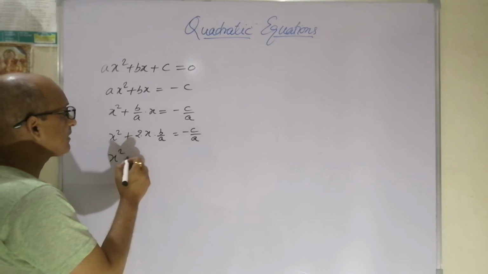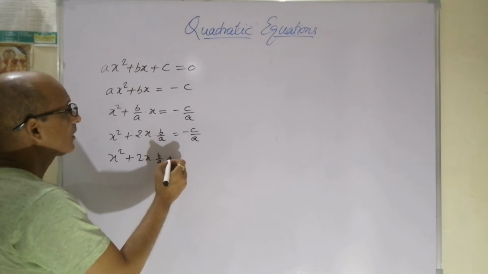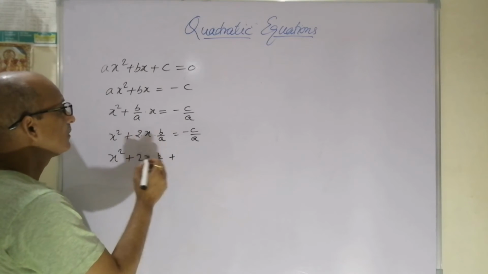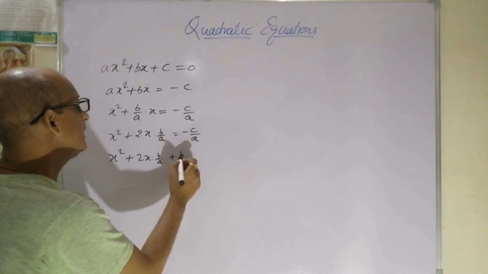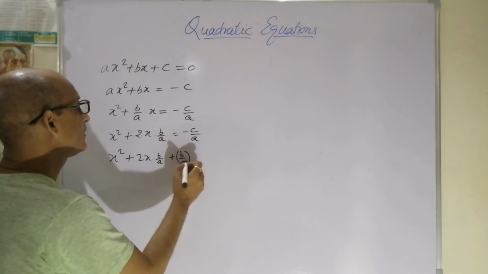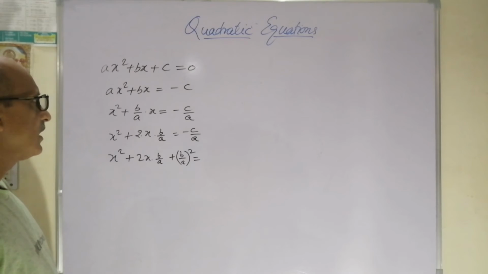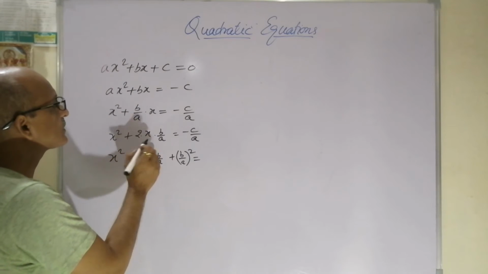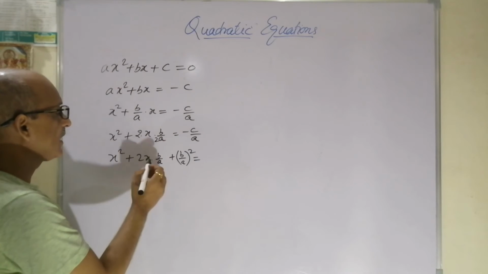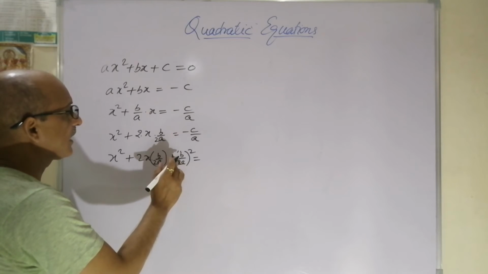So we'll have x square plus 2x into b upon a plus b upon a square. But remember, here it is 2, it is b by a only. Here we need 2x, so this will be also taken as 2a. Here again 2a, so it will also be taken as 2a.